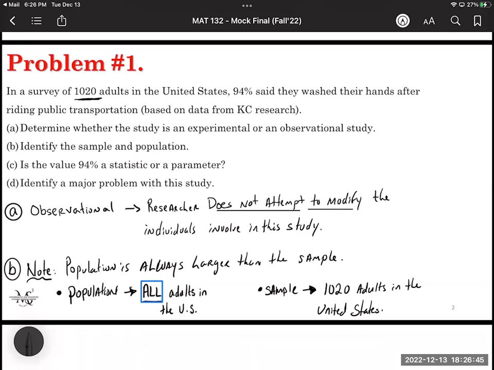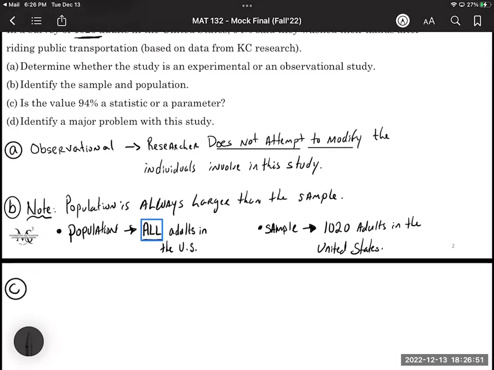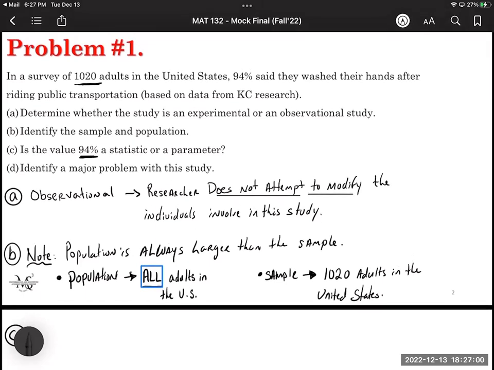All right, so we have our population, we have our sample. Now, part C states, is the value 94% a statistic or a parameter? Well, if we reread this problem, it says, in a survey of 1,020 adults in the United States, 94% said they washed their hands after riding public transportation. So the answer to this question depends on answering another question. Who is they in the statement? The 1,020 adults. That's right.